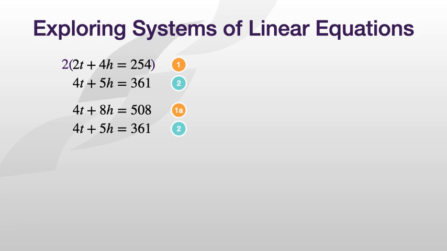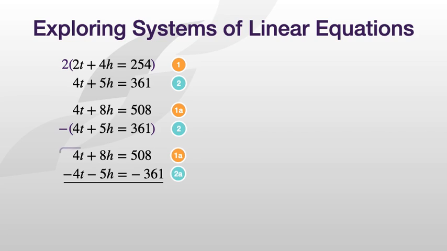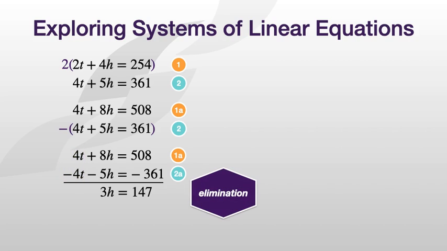Next, we compared the quantities in each equation and determined the difference. That is, we subtracted. We can also think of subtracting as adding the opposite. Because 4t minus 4t, or positive 4t plus negative 4t, is 0, the resulting equation, 3h equals 147, contains only one variable, h. We say that we have eliminated the variable t. This method is called solving by elimination. Dividing both sides of this equation by 3 gives h equals 49.